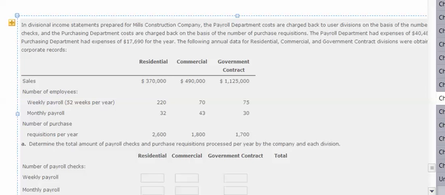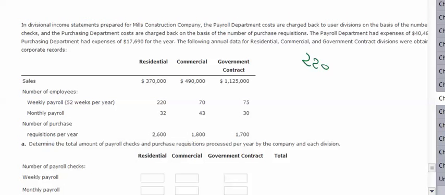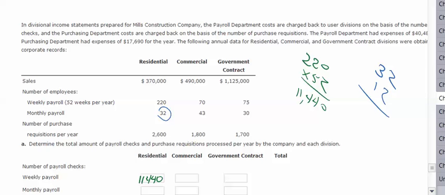So I'm going to take the 220 times 52. I'll just write one example here. 220 times 52, and that equals 11,440. So that's going to be 11,440 here. I can also take my monthly payroll, that's 32, and that's monthly, so I'll multiply by 12. So 32 times 12 equals 384.